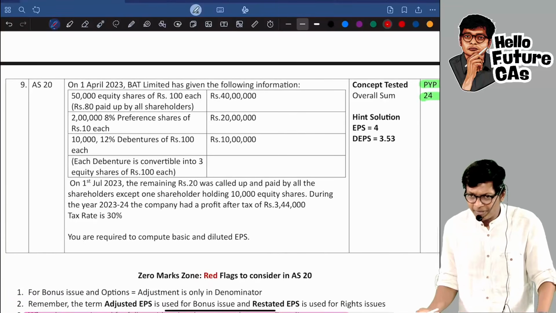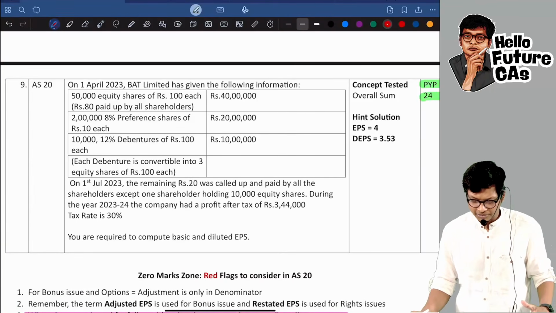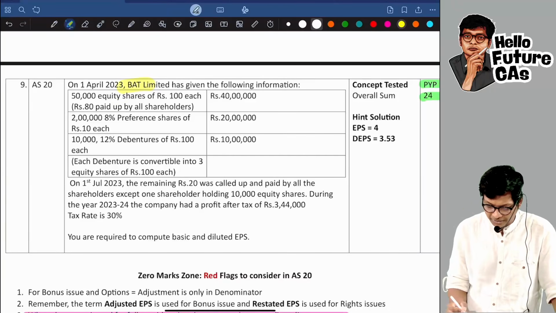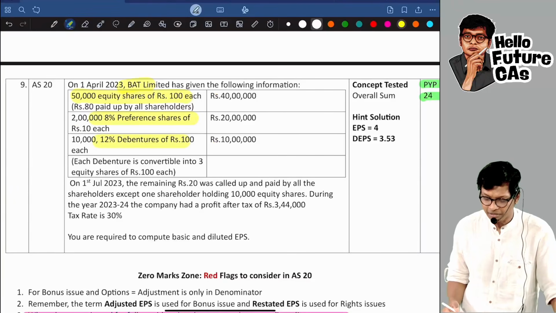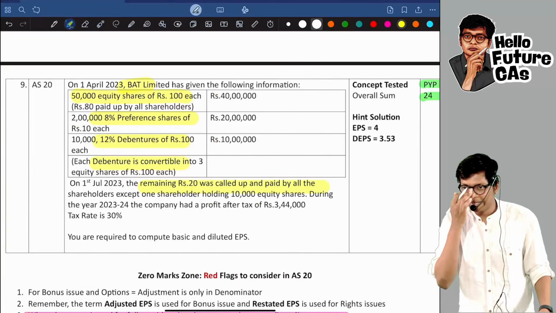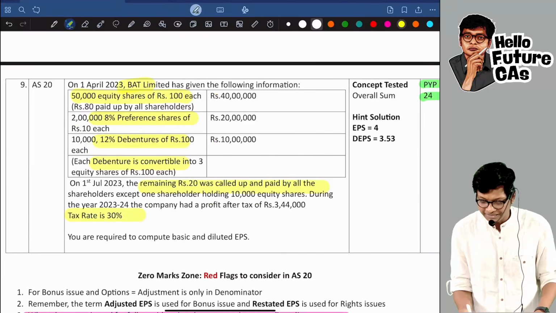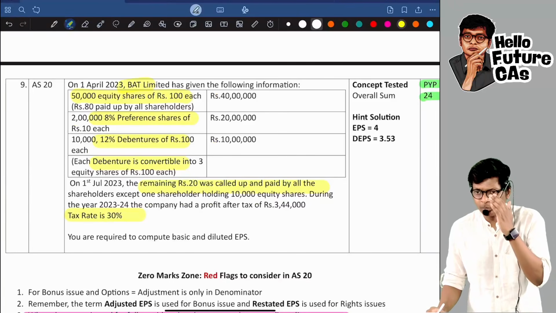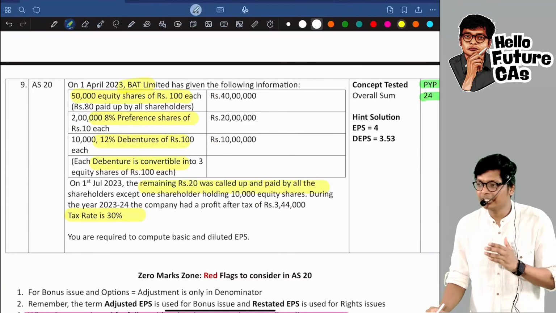Now this is a proper exam question. It's a main exam question, guys. Let me quickly read the question. I'm sure you all read it. So BAT Limited, they have given equity shares details, preference, debentures. All three is there. Debentures is being converted. Then some call has been made. One shareholder has not paid, and tax rate is 30%. Okay. This is a sum which has adjustment both in basic and diluted EPS.